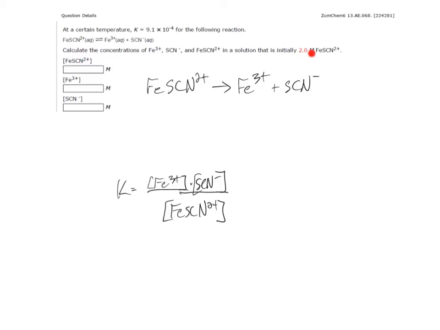And they did give us the initial concentration right out. They said 2 molar FeSCN in the ICE table. So why don't we go ahead and list that out? 2 molar. And since they didn't specify either Fe3+ or SCN-, it's safe to presume that those initial concentrations are 0.